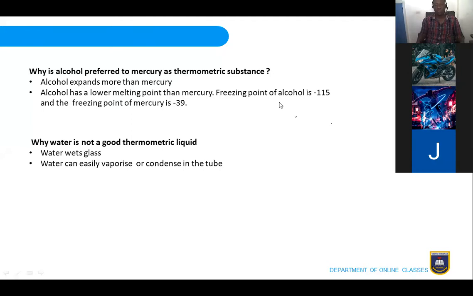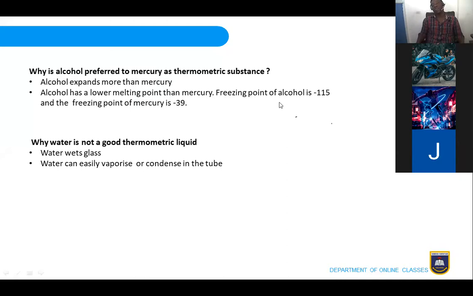Let's see the freezing point of each of them. The freezing point of alcohol is negative 115 degrees Celsius, and the freezing point of mercury is negative 39. Let's say you want to determine the temperature in a country like Russia, where the temperature is very low. If you use mercury over there, I don't think you can really get the actual temperature of a cold body.